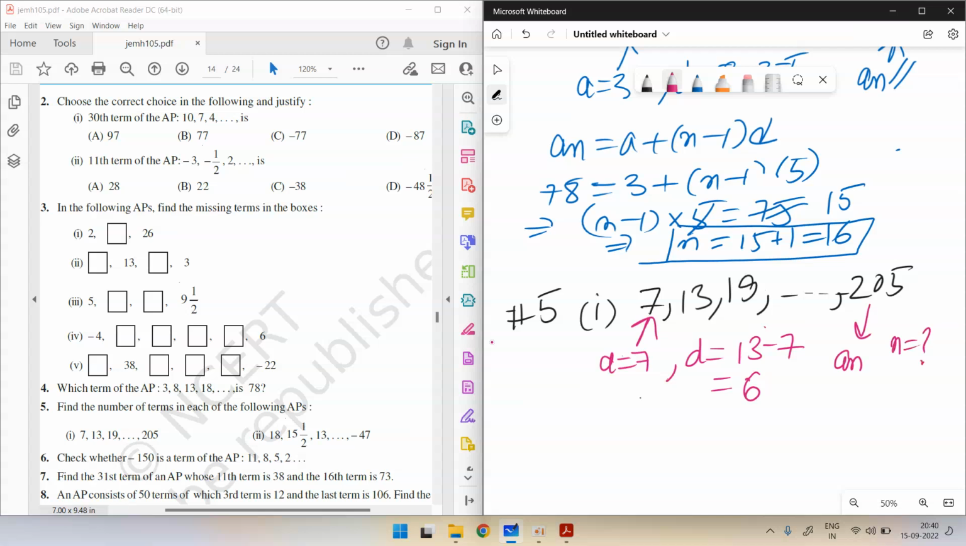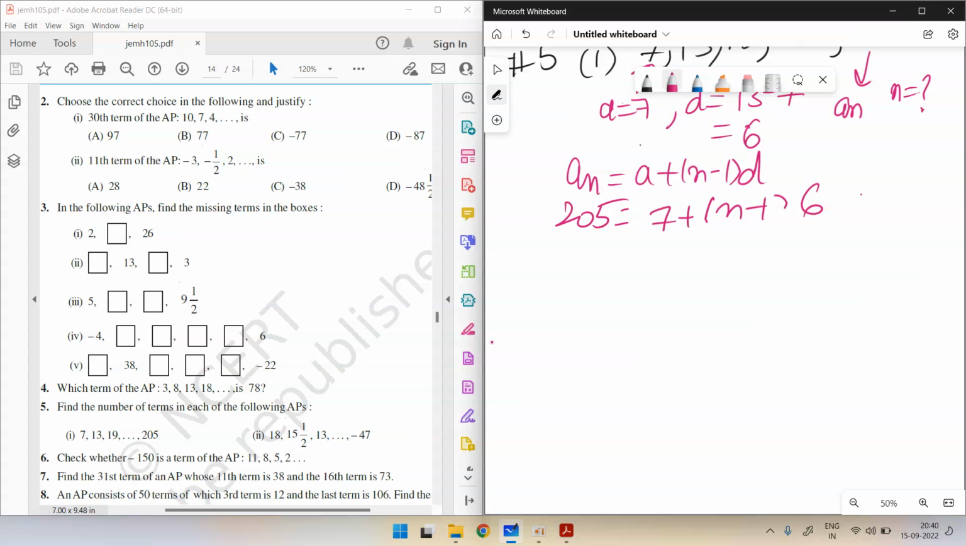Now applying the formula, a_n equals a plus (n minus 1) d. So what is the value of a_n? a_n is 205. What is a? a is going to be 7. And n you don't know, so it is (n minus 1), and d you know is 6. Now this implies 205 minus 7, which is 198, equals (n minus 1) into 6.